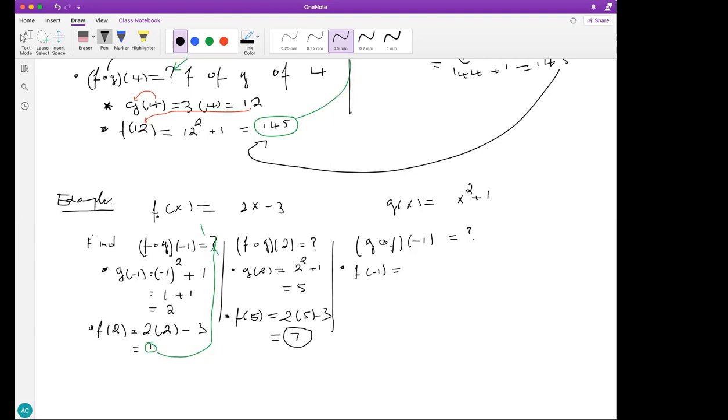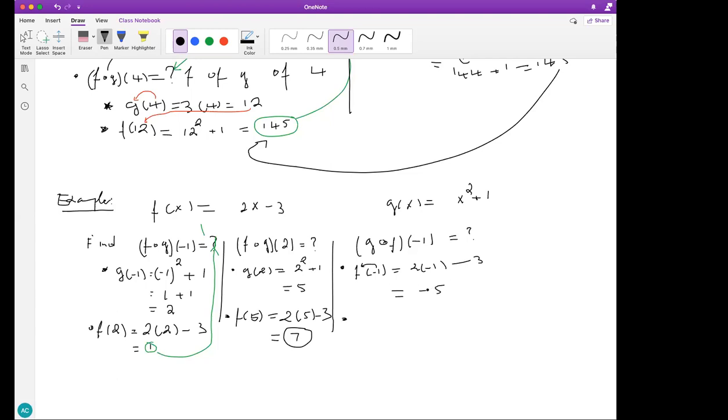Oh no, it's 2x minus 3, right? That's right. So it's 2 parentheses -1 minus 3, because we plug in -1 into F, not G. So it's -2 minus 3. That's right. It's -5. What do we do? And then G. That's right.